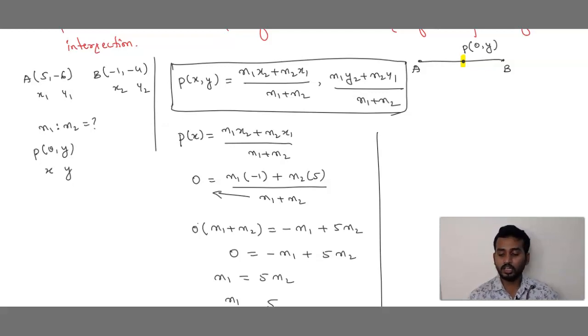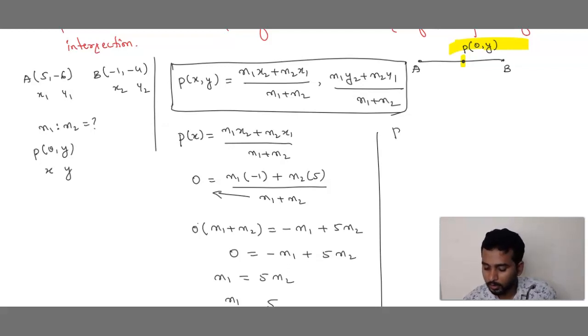See, already we know x is 0. In this case, x is 0, so no need to find x. So what should we find? Y. We already know the value of x is 0, so why find it? We have no need to find the value of x. So let me find the value of y.